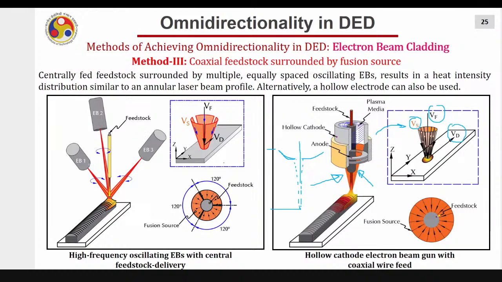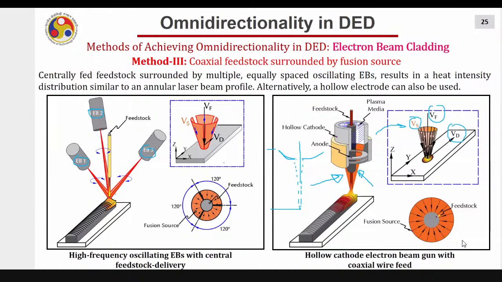Another idea which is still under development uses 3 electron beams, that is, 3 electron beam guns. Electron beams can move with a very high speed because of the involvement of a magnetic coil. We know that there is no physical thing to move; only the current has to be changed, and it will deflect the electron beam in different directions very fast.